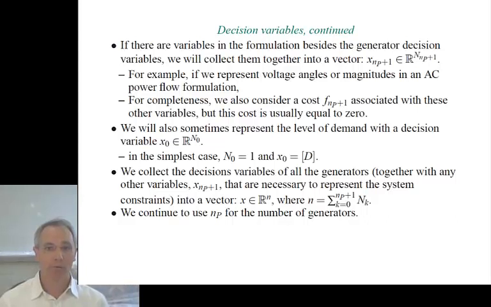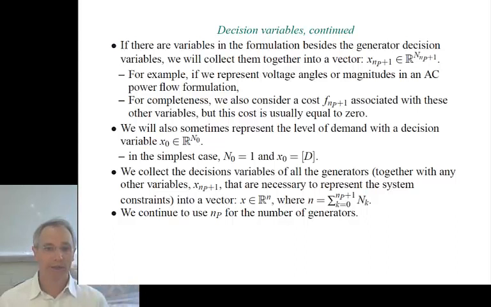For example, we might represent voltage angles or magnitudes in an AC power flow formulation, and we need some variables to represent that. In principle, there might be a cost associated with it, although generally that cost will be zero. We'll also sometimes want to represent a level of demand, and so we better define a decision variable for that. Let me call it x_0. In the simplest case, it's just one single entry, for example, the level of the scalar demand. In later chapters, in particular when we consider locational pricing, though, that vector might consist of the demand at all of the demand buses. In other words, it will be a vector with as many entries as there are demand buses.